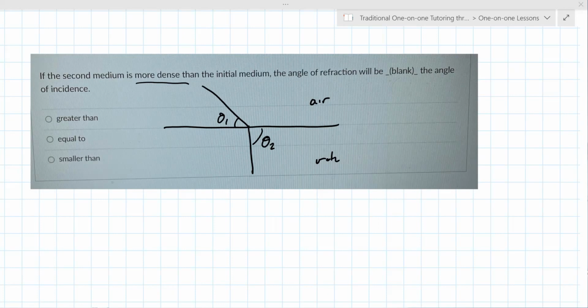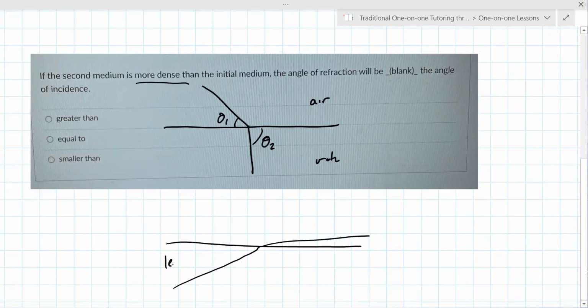Oh boy. Less dense to more dense. Okay, so as it's more, this is probably an easier example to understand. Let me draw this one down here. So less dense down here to more dense. So less to more dense, which is what we're asking about here. See how the angle actually gets smaller. So I guess it's smaller than is how I would answer it there.